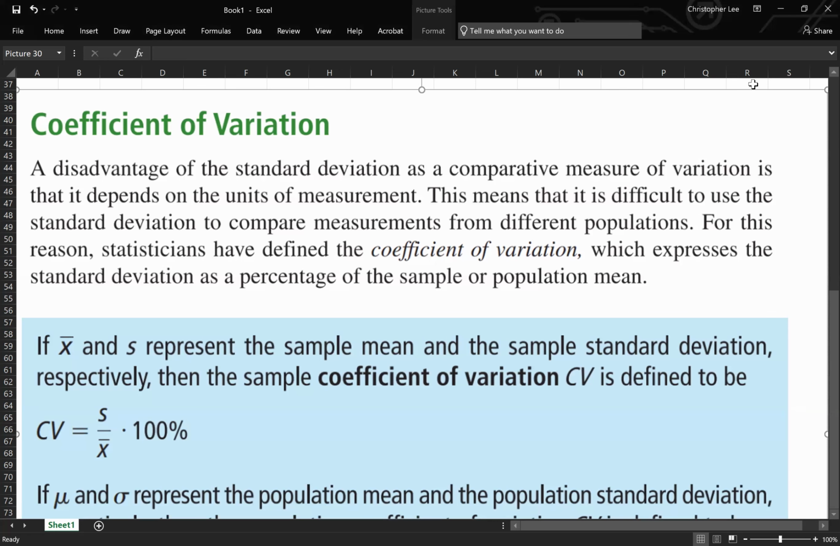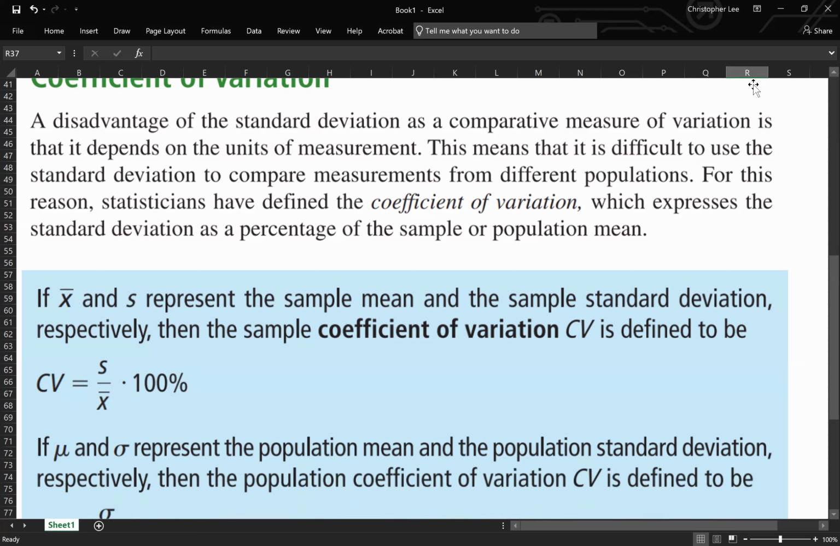Coefficient of variation. A disadvantage of the standard deviation as a comparative measure of variation is that it depends on the units of measurement. This means that it is difficult to use a standard deviation to compare measurements from different populations. For this reason, statisticians have defined the coefficient of variation, which expresses the standard deviation as a percentage of the sample or the population mean.